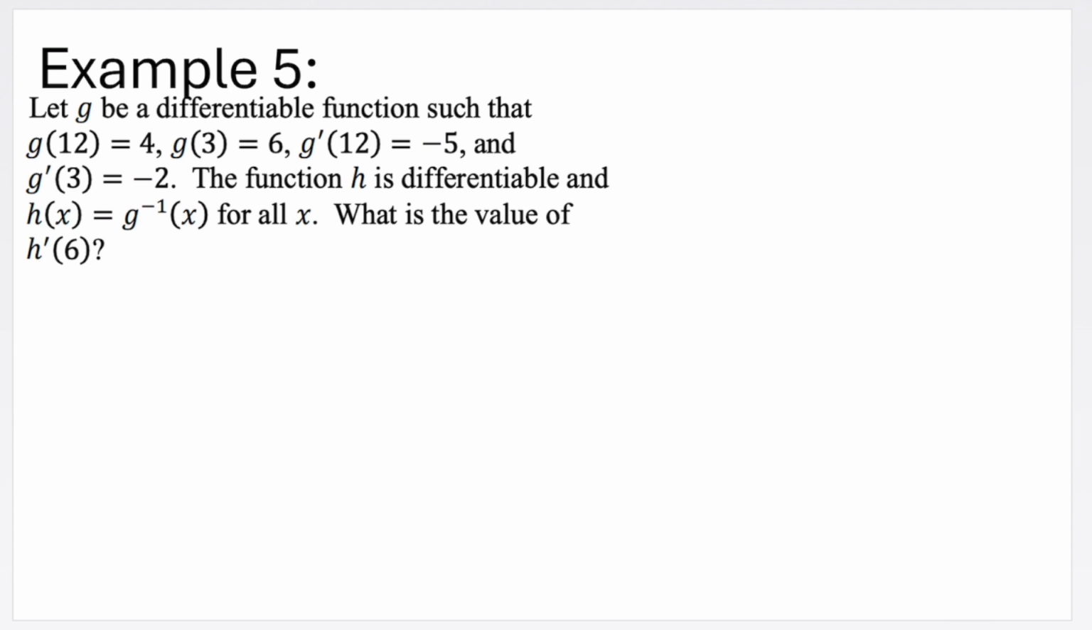Okay, so let's establish here what we have. So first off, g is the original function, and h is the inverse. I'm going to put a little note there. So g of x, that is the OG function, and h of x, that is the inverse function. So that is g negative 1 of x.